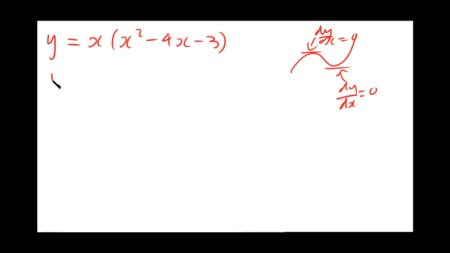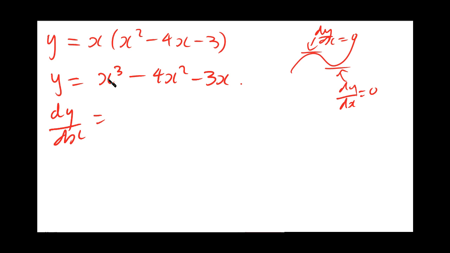First of all, we're going to multiply this out. So I get x cubed minus 4x squared minus 3x. So the first differential, dy by dx: times by 3, take 1 off the power, squared; times by 2, 8, take 1 off the power; and minus 3x just becomes minus 3. So that's what dy by dx is.